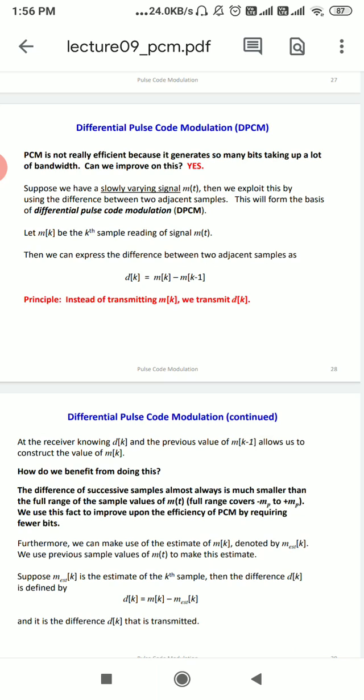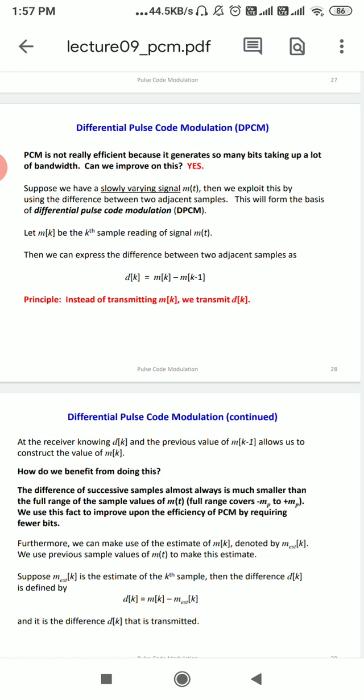What is the necessity of differential pulse code modulation? When we studied pulse code modulation, we said it is a digital pulse modulation technique in which we sample the information signal, quantize it to one of L levels, and digitally encode each quantized level into V bits. It means when we convert analog into digital format, we do sampling, quantizing, encoding, and decoding.